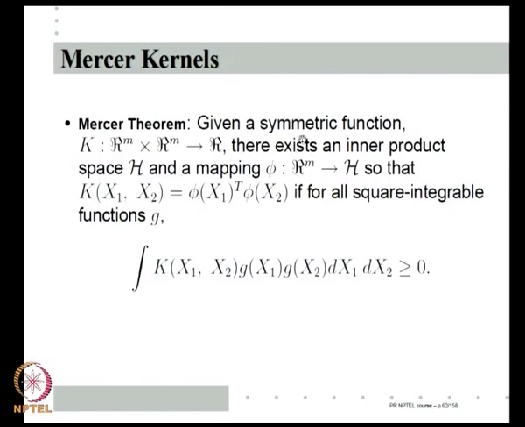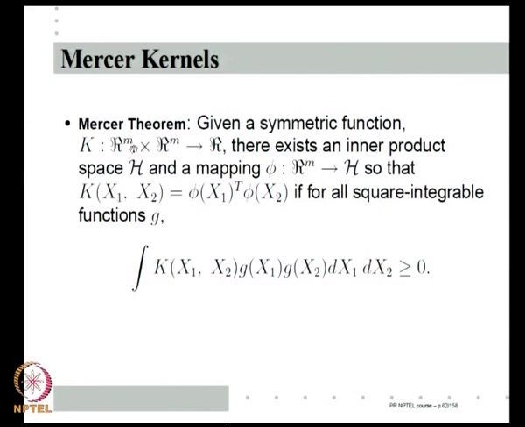First is what is called Mercer's theorem. The kernel functions that satisfy this are called Mercer kernels. Mercer's theorem says that given a symmetric function which maps Rm cross Rm to R, there exists a space H. I call it an inner product space, meaning in the space H there is an inner product defined. Inner product is like your dot product x transpose y.